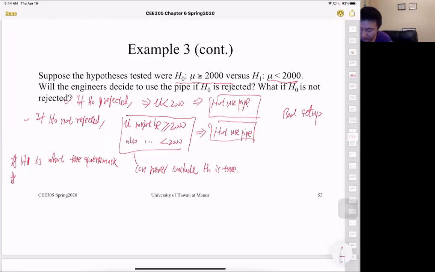The other thing is, again, the equality line goes with the null hypothesis, H0. Okay, so those are the two main things to help us set up H0 and H1.